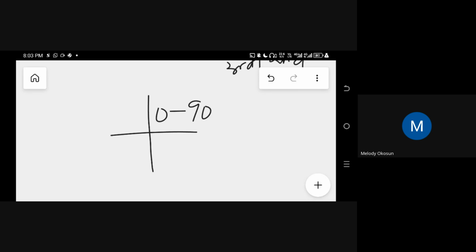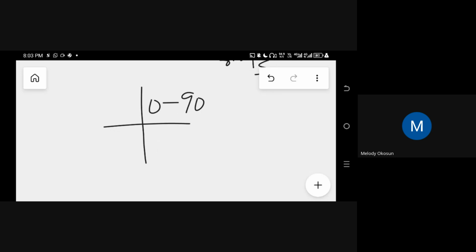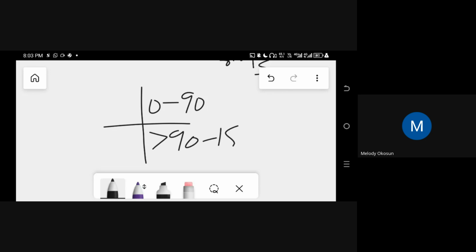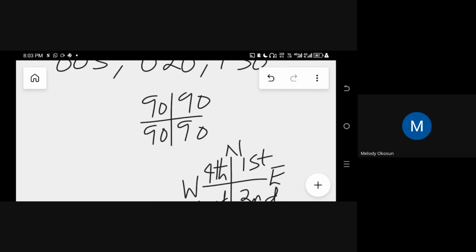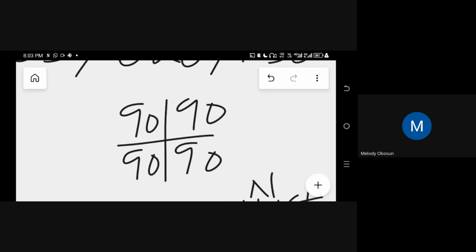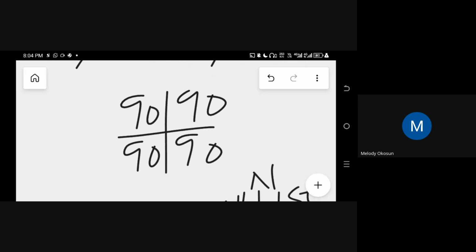Then in the second quadrant, any bearing that is greater than 90 up to 180, you know that it will fall in your second quadrant. Why? Look at this: first quadrant is 90. The second quadrant, 90 plus 90.